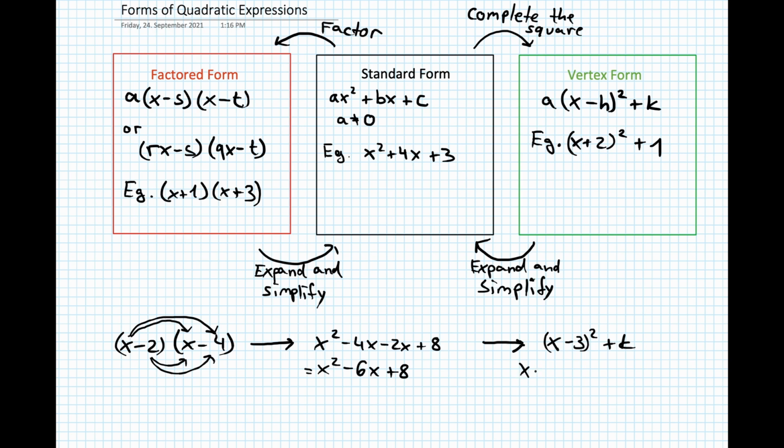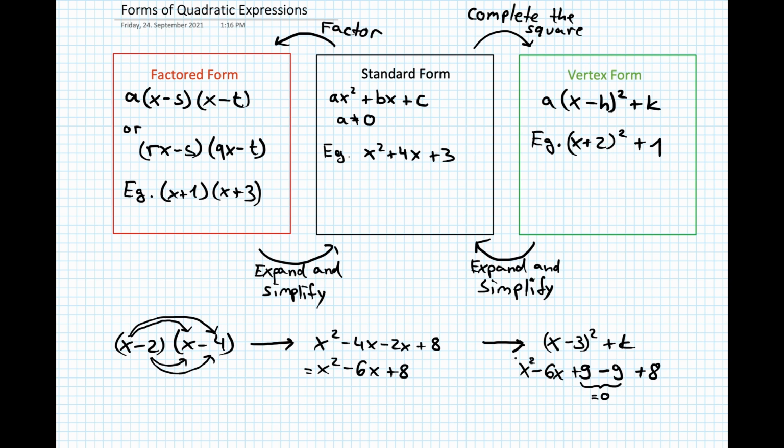So these parentheses, if we calculate it, is x squared minus 6x plus 9, and that's just this expression here expanded and simplified. So now we have to make sure that the 9 is not added. We just add 0 because we don't want to change the expression. So we have to subtract it again. And after, just add the 8.